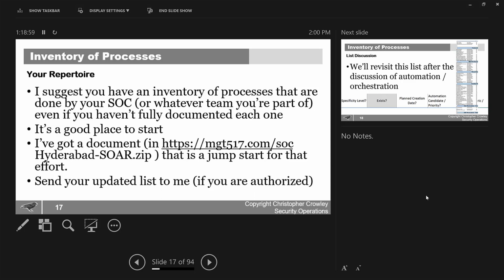Okay, and this is the spreadsheet that I'm talking about. There's the zip file. I haven't put it up there yet. It will be there shortly after the talk. This zip file contains the PowerPoint and this inventory of processes.